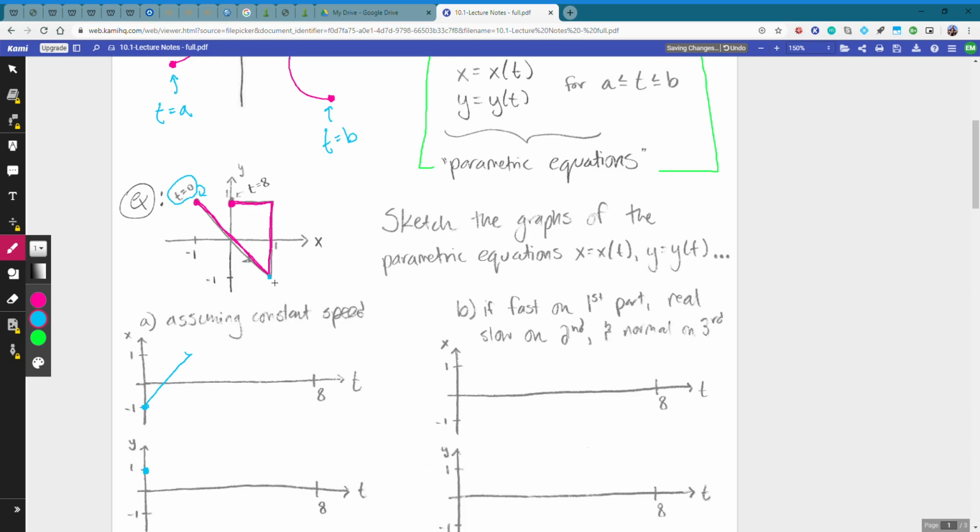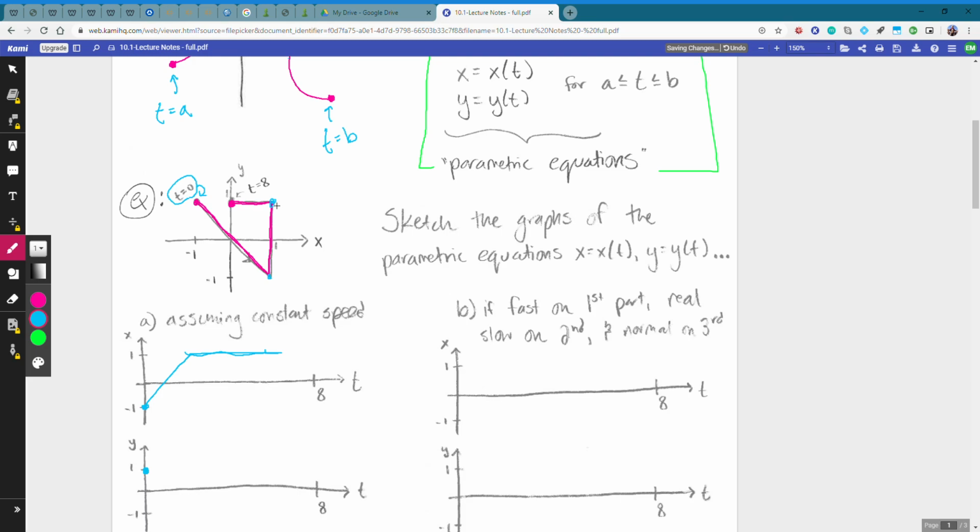Let's just continue thinking about x. Right, over the second leg of the journey, we're just moving vertically. Actually, our x coordinate is not changing at all. It's just staying at 1. So for that stretch of time, our x coordinate is just staying constant. That's supposed to be constant at 1. There, that's a little bit better.